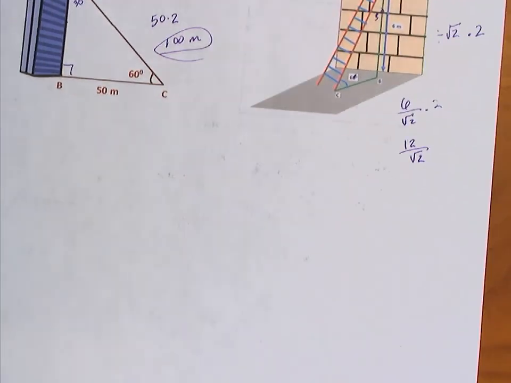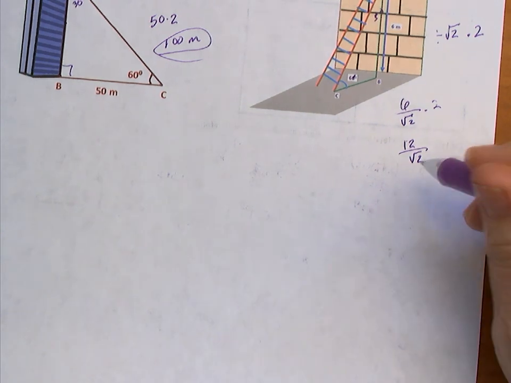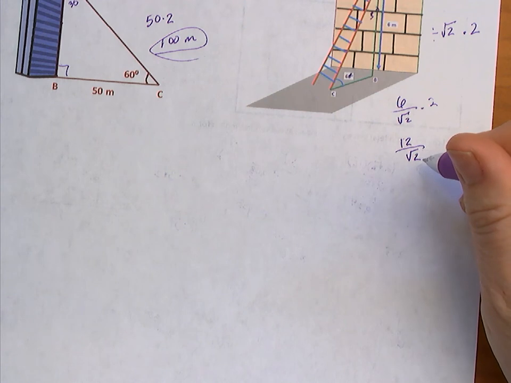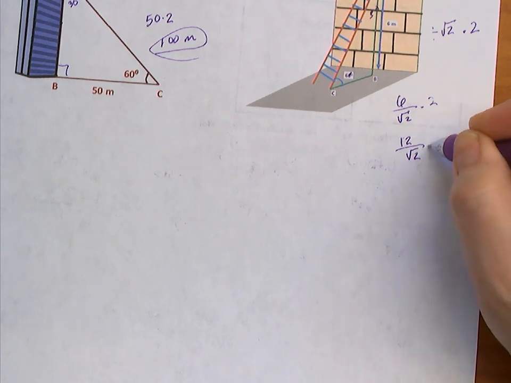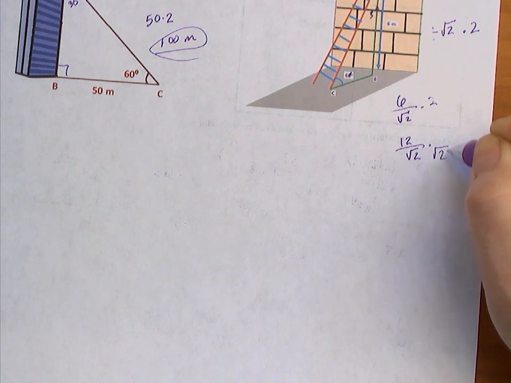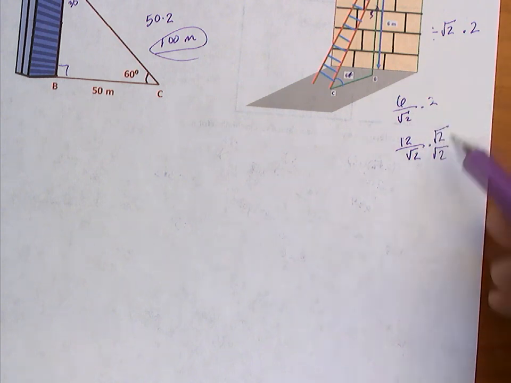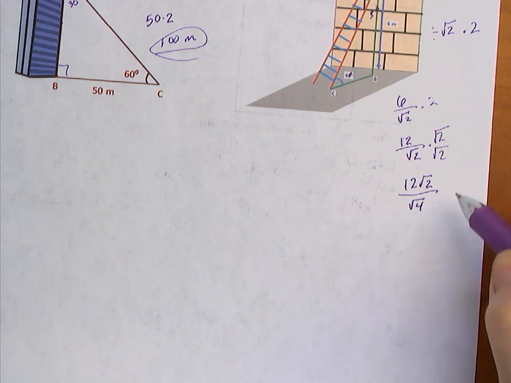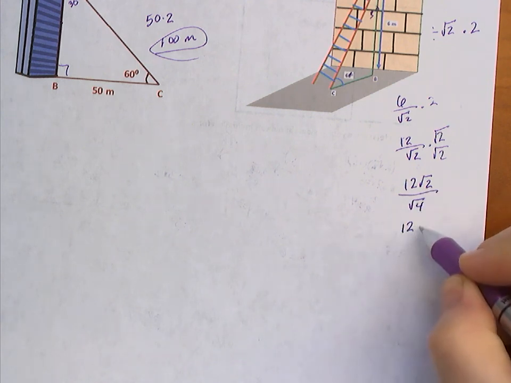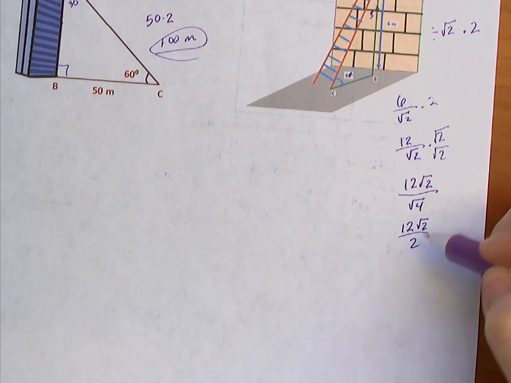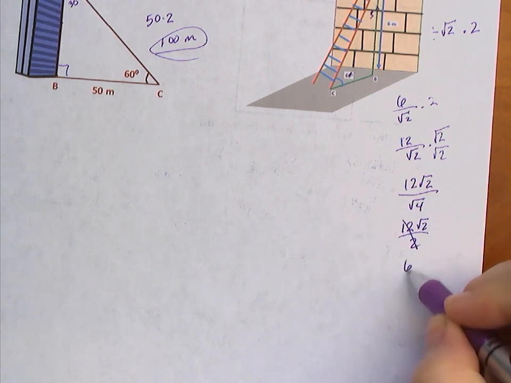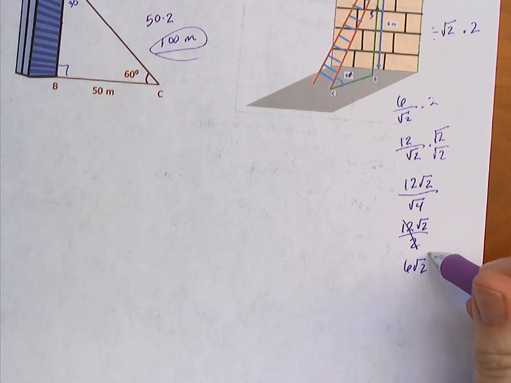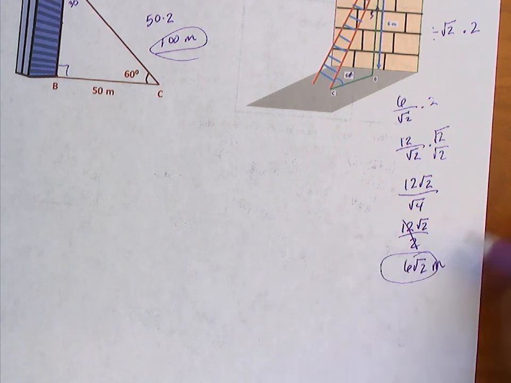Okay, now this is not simplified form. You can't have a radical in the denominator, just like you can't have a decimal. So to get rid of the radical that's in the denominator, I'm going to multiply by the thing that will make it no longer be inside the radical. In this case, since it's root 2, I'm going to multiply by root 2. So that's going to give me 12 root 2 over the square root of 4, which is 2. So then I'm going to have 12 root 2 over 2. And then I'm going to simplify that. This is going to give me 6 root 2. So my answer is 6 root 2 meters.